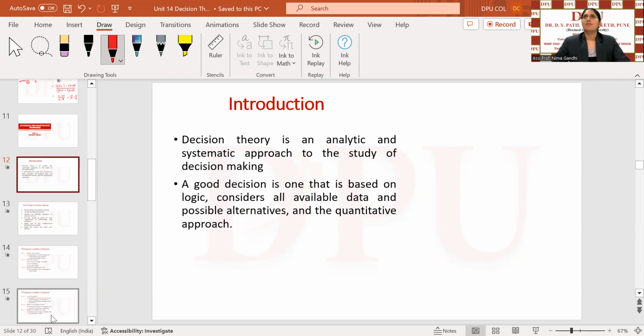So here you have different options in front of you. When you take any decision, you have different options in front of you, and you are using quantitative data, which is numerical data, to take a decision. The good decision is one that is based on logic, considering all available data and possible alternatives, and a quantitative approach. Quantitative means numerical approach.